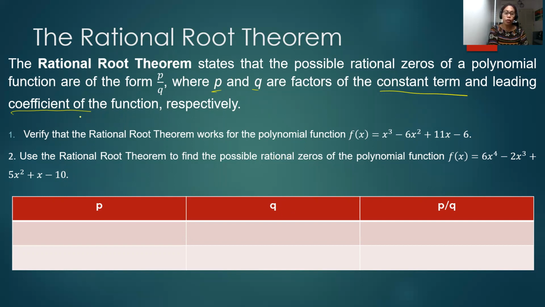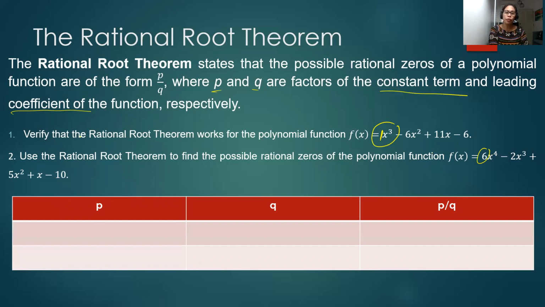When we say leading coefficient, that's the coefficient of the term with the highest exponent. In the first example, this is the leading term, and the leading coefficient is 1. For this one, this is the leading coefficient, since the highest exponent belongs to this term.